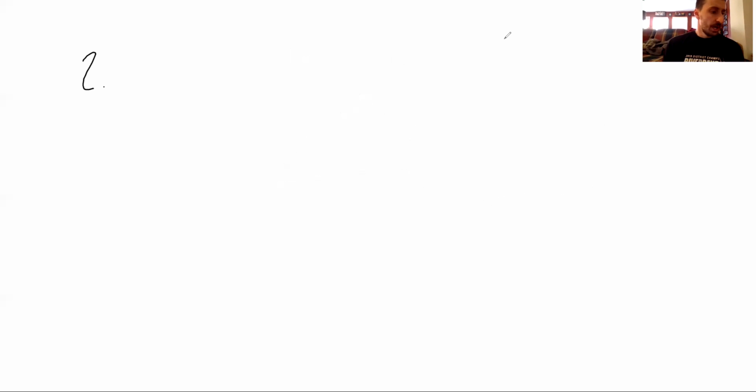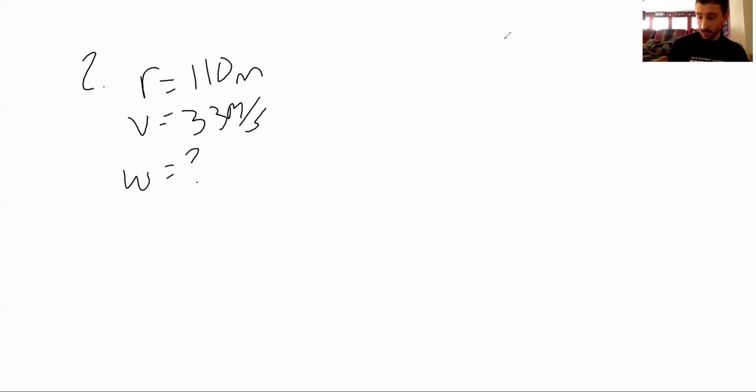Number two says, an automobile moves in a circle of radius 110 meters with a constant speed of 33 meters per second. What is the angular velocity of the car about the center of the circle in radians per second? All right, so this is what we got. We got radius equals 110 meters. We got linear velocity is going to be 33 meters per second, and we want to know angular velocity.